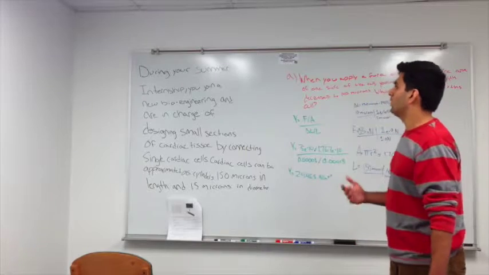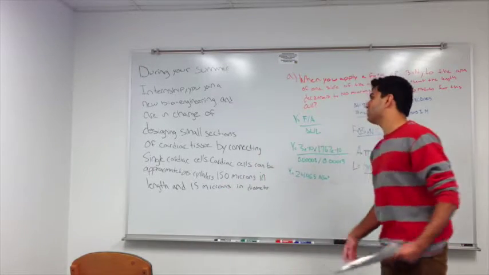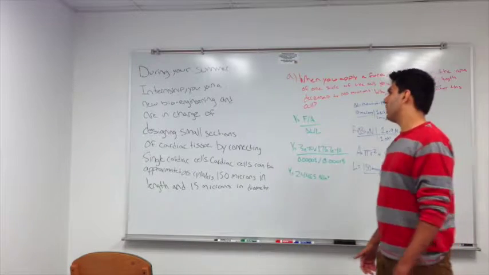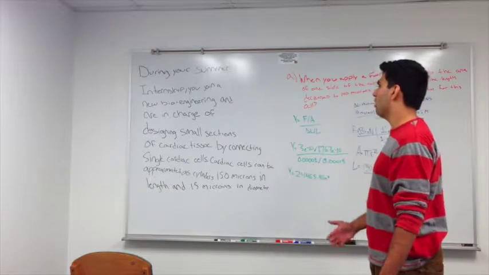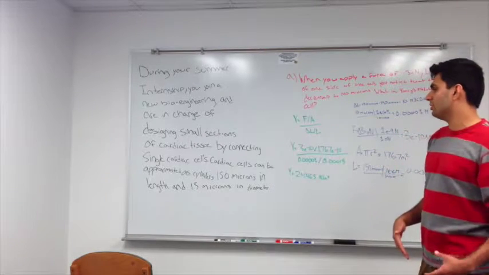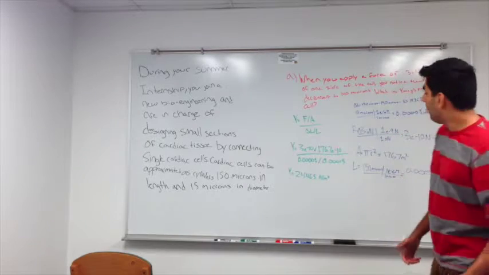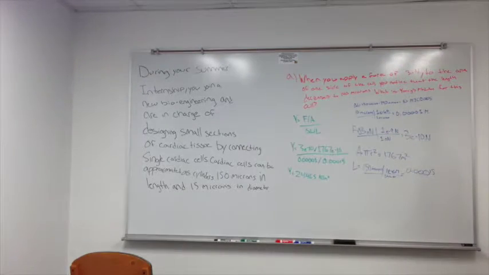It says during your summer internship, you join a new bioengineering company, and you're in charge of designing small sections of cardiac tissue by connecting single cardiac cells. Cardiac cells can be approximated as cylinders, 150 microns in length and 15 microns in diameter. So part A of this question says, when you apply a force of 0.3 nanonewtons to the area of one side of the cell, you notice that the length decreases to 140 microns. What is Young's modulus for this cell?